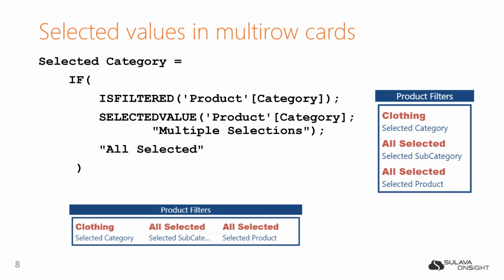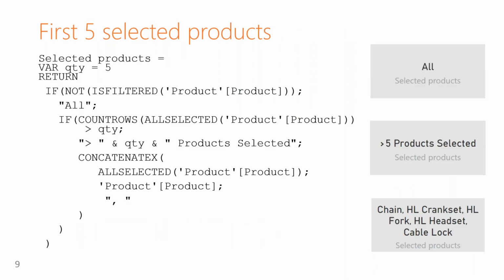Sometimes, if my clients want, I might spend some more time building more complicated measures. Like here, I have an example that shows, for example, the first 5 selected products listed and separated by commas. This function shows either the all option if everything is selected, or it shows more than 5 products selected, or all of them listed.